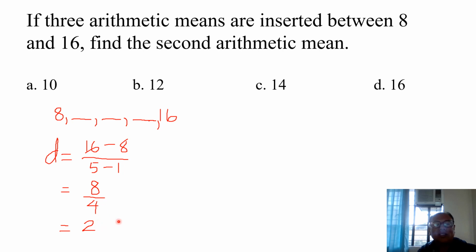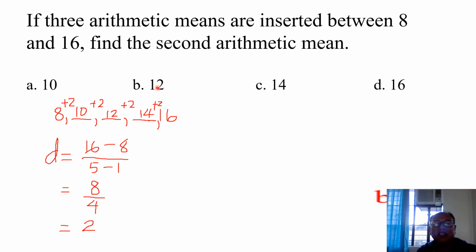After getting the common difference, we simply add it to the given illustration above. So that is 8, the first term, plus the common difference, so the second term is 10. Adding 2 again, that is 12. Adding 2 again, that is 14. Adding 2 again, that is 16. And we are required to find the second arithmetic mean, so therefore the answer is 12.